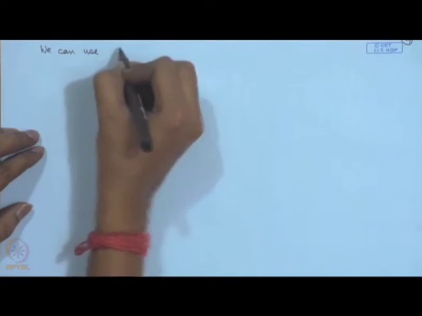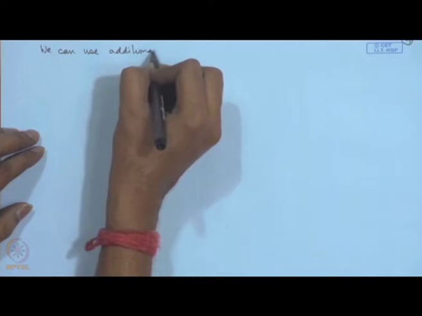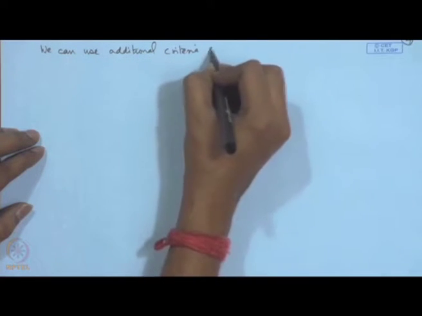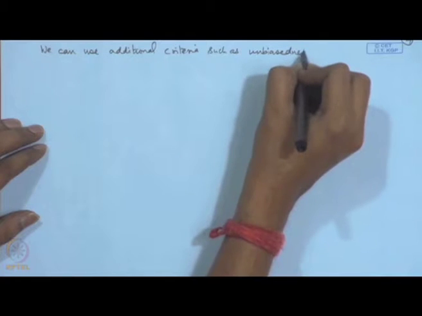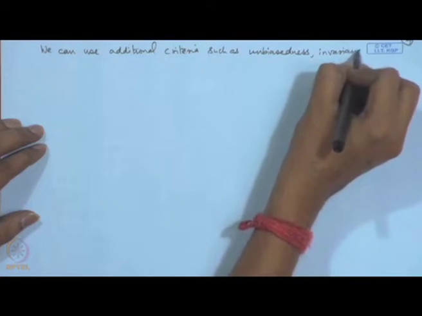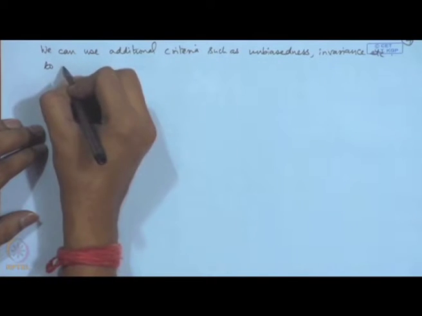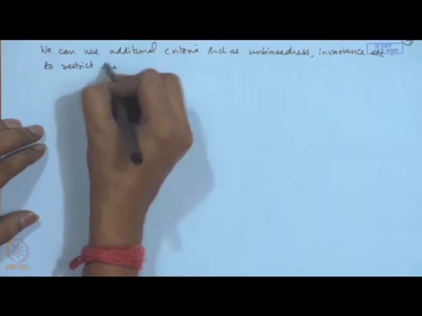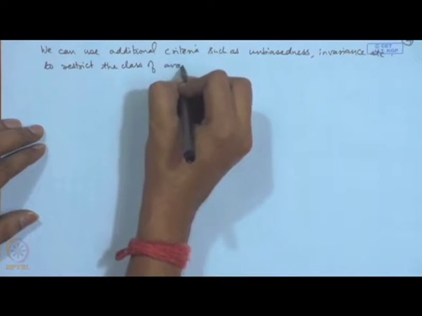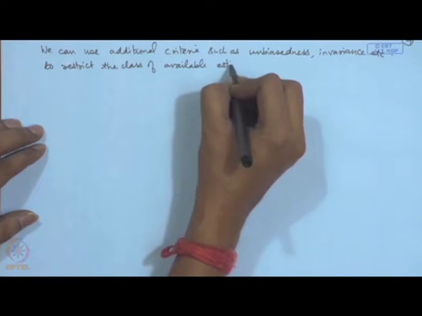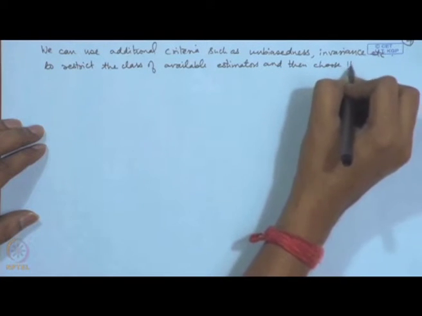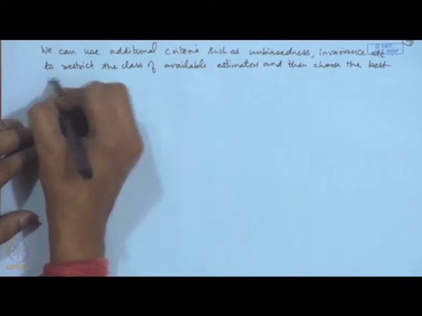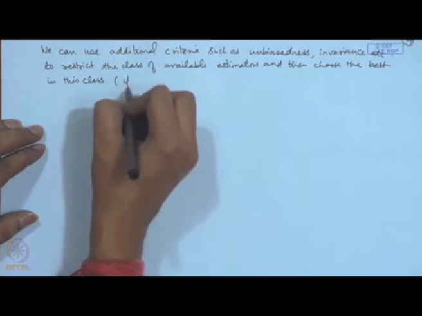So, invariance is one such thing. We can use additional criteria such as unbiasedness, invariance etcetera to restrict the class of available estimators and then choose the best in this class, if possible.